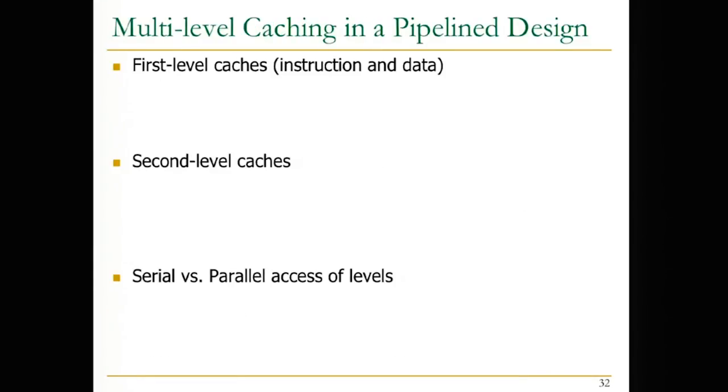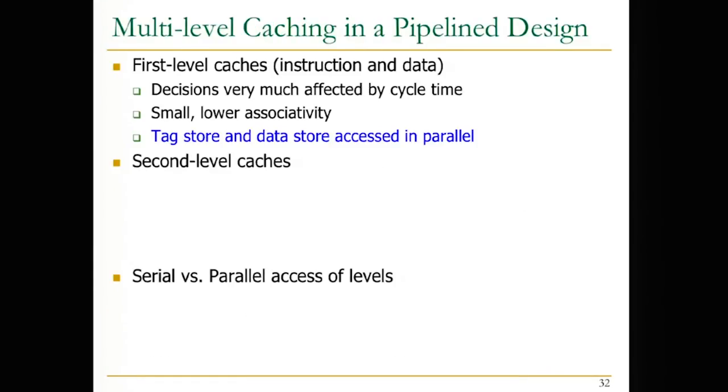Okay. So first level caches, since we're on the topic, decisions are very much affected by cycle time, pipeline. They're small and they have lower associativity. And tag store and data store access in parallel so that you can get the decision quickly. Right? Do you have a cache hit, cache miss? If you have a cache hit, quickly get the data.